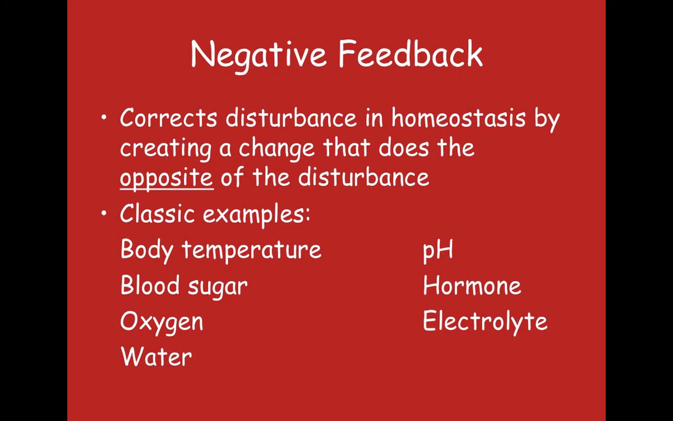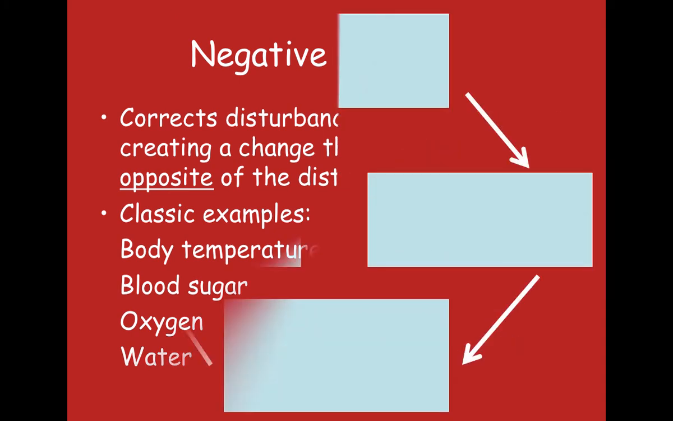So what we're going to do is we're going to go through 4 examples. We're going to go through the body temperature, we're going to do blood sugar, we're going to do the water levels, and we're going to do the pH. Alright, so you see these diagrams, you have 4 of them, and what we're going to be doing is we're going to be filling them in. The first negative feedback example we're going to look at is our body temperature. And the disturbance that we're going to generate first is that the body temperature increases.